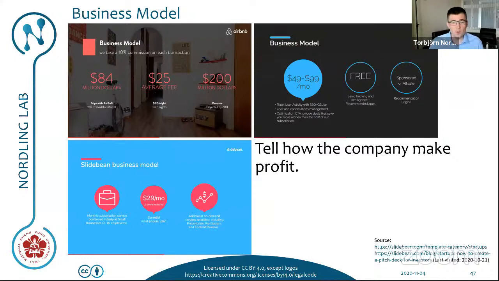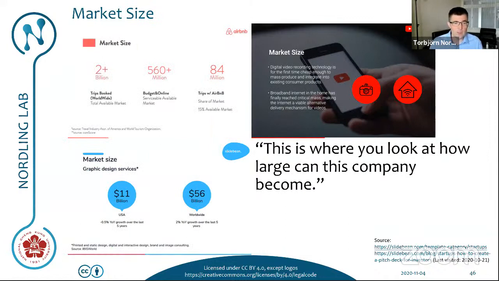Now, let's take a look at three of these slides. If we look at Airbnb, then they list that more than 2 billion trips are booked worldwide. And 560 million is the budget and online serviceable market, and 84 million trips with Airbnb had been made, and their share of the market they estimated to be 15% of the available market at that time.